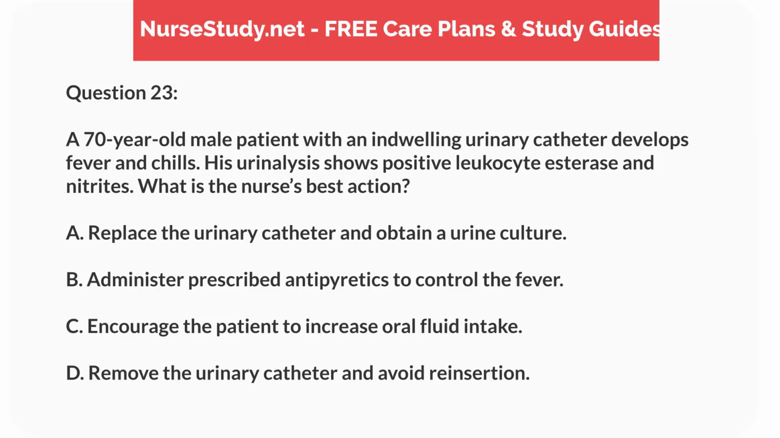His urinalysis shows positive leukocyte esterase and nitrites. What is the nurse's best action? A. Replace the urinary catheter and obtain a urine culture. B. Administer prescribed antipyretics to control the fever. C. Encourage the patient to increase oral fluid intake. D. Remove the urinary catheter and avoid reinsertion.